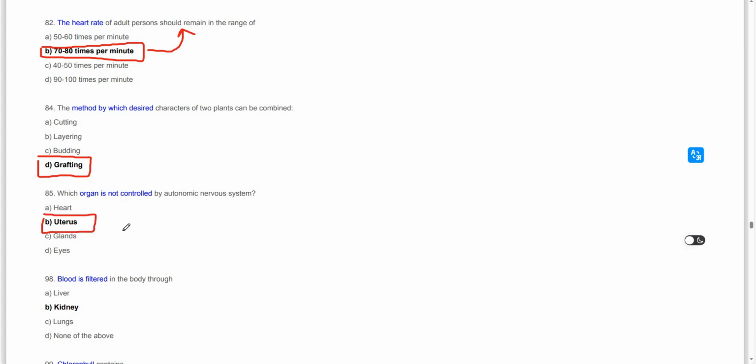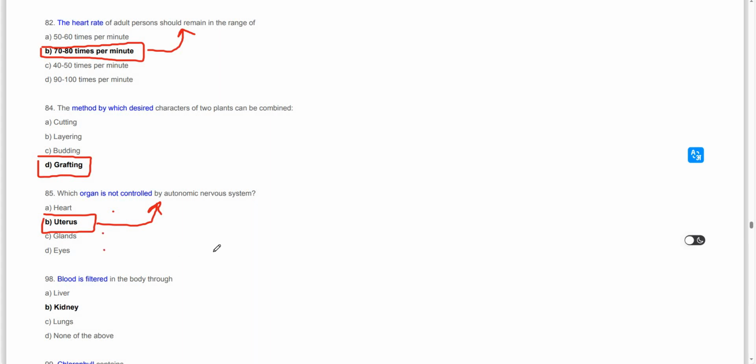Which organ is not controlled by the autonomous nervous system? The uterus is not controlled by the autonomous nervous system. Heart, glands, and eyes are all controlled by the autonomous nervous system.